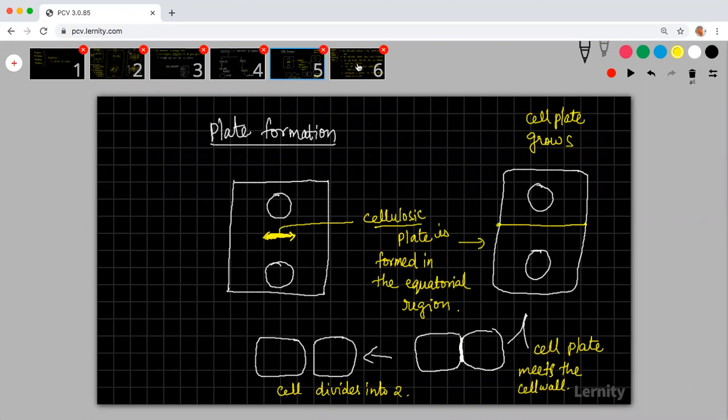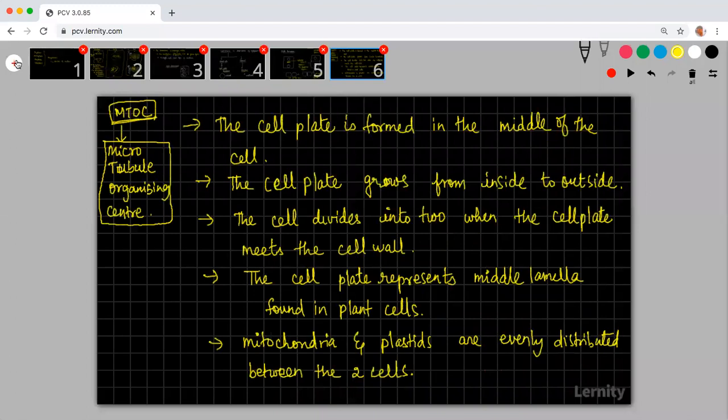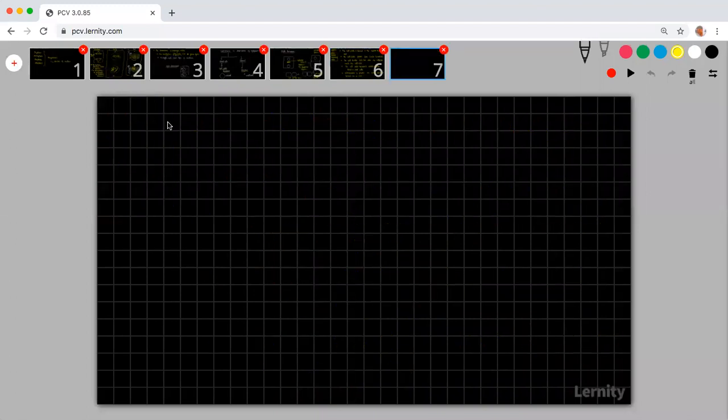Okay, so with this, this part is over. So now we'll move on further. We'll move on to furrow formation.